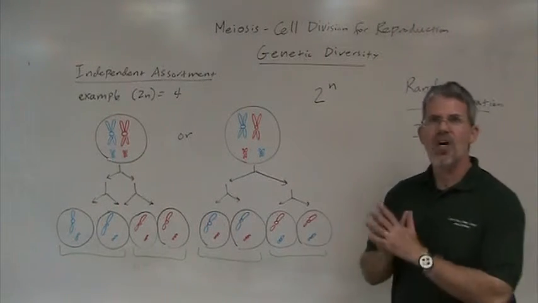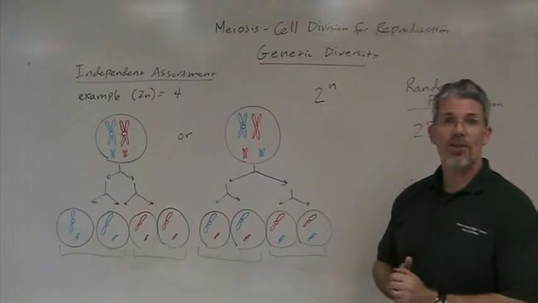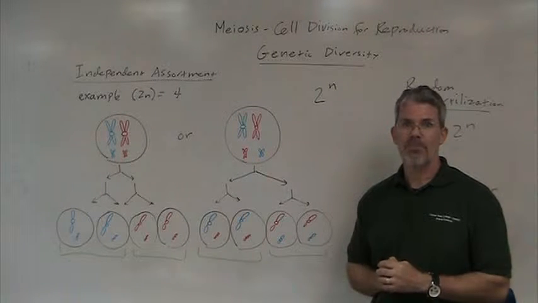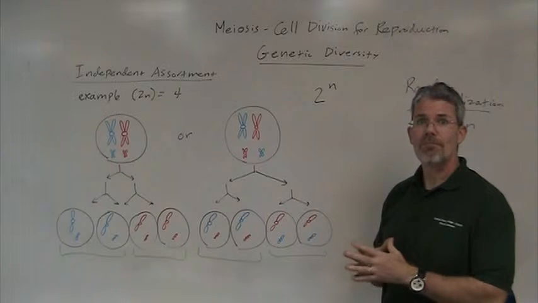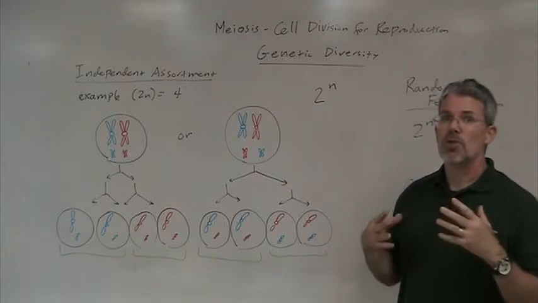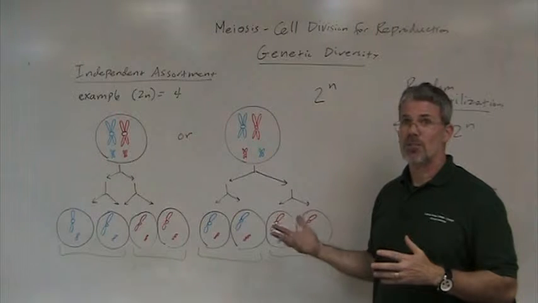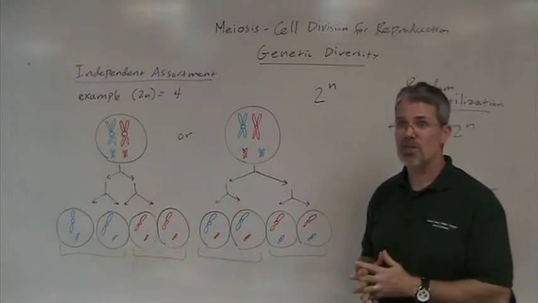Now, what about us? Our haploid number is 23. So 2 to the 23rd power is 8,388,608. What that means is, based on independent assortment alone, each human gamete produced by meiosis is 1 in over 8 million possible outcomes from one person.